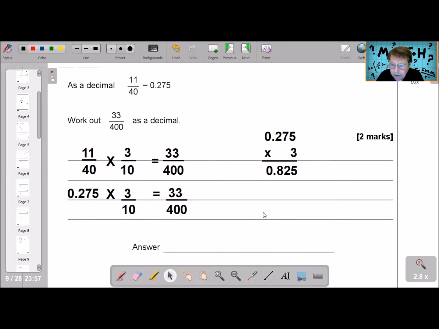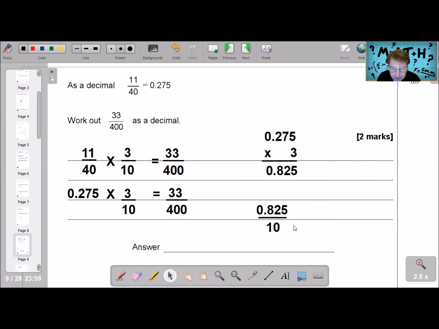So the little calculation over here, if you round it out very, very quickly, 0.275, multiply it by 3: 3 5s are 15, 5, carry the 1, 7 3s are 21, add 1, 22, carry 2, 2 3s are 6, add on the 2 gives you 8. So you've got 0.825. That's going to leave you with the 0.825. Just divide it by 10.